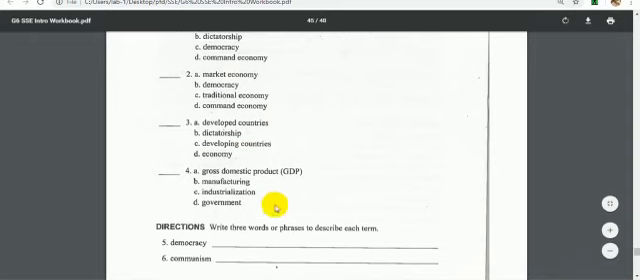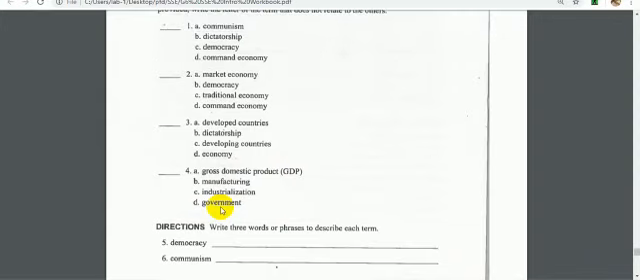Number 4: gross domestic product, GDP, manufacturing, industrialization, government. Which one of them? Of course it is government. Government is the different one, so it is D. I will let you write number 5 and 6. That's like your assignment for today.